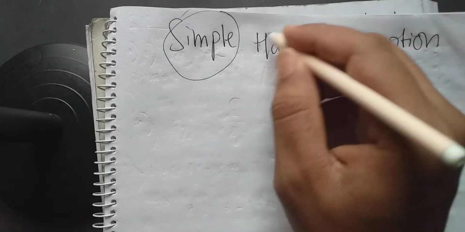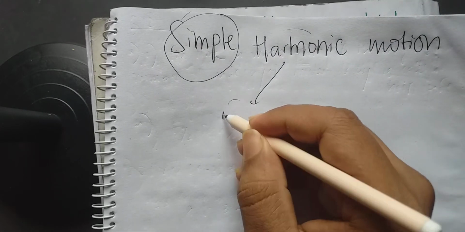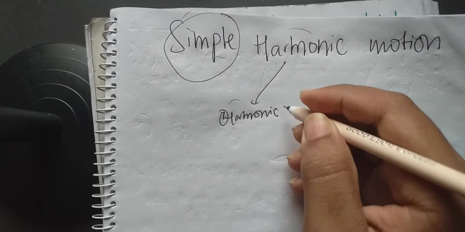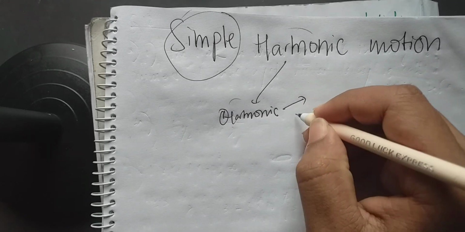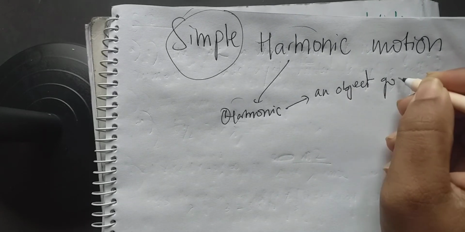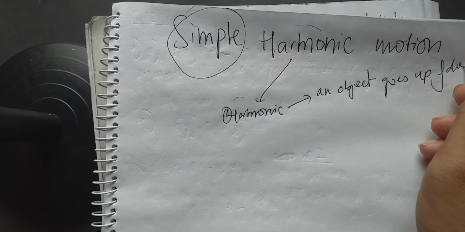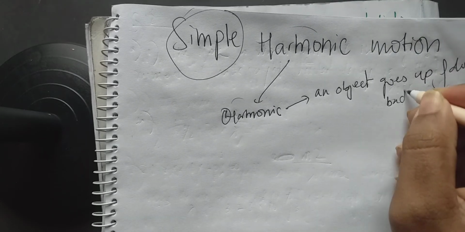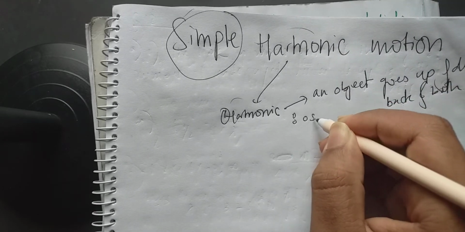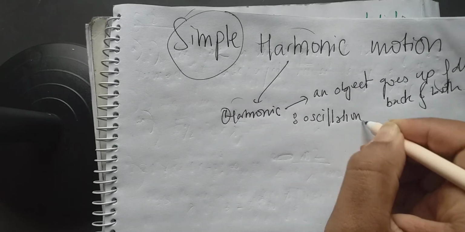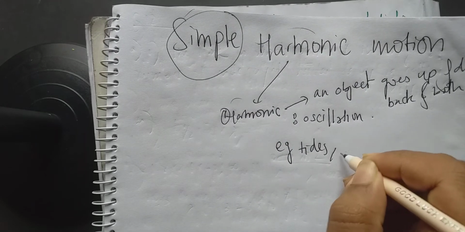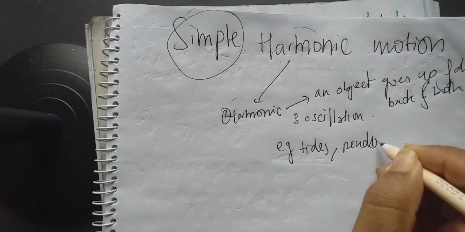So, first of all, harmonic is when an object goes maybe up and down or back and forth. So that object must have an oscillation. So, for example, tides, pendulum, and whatnot.